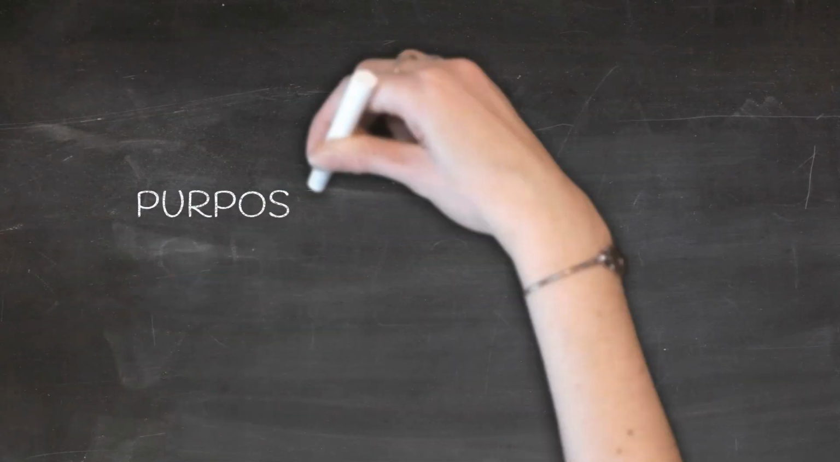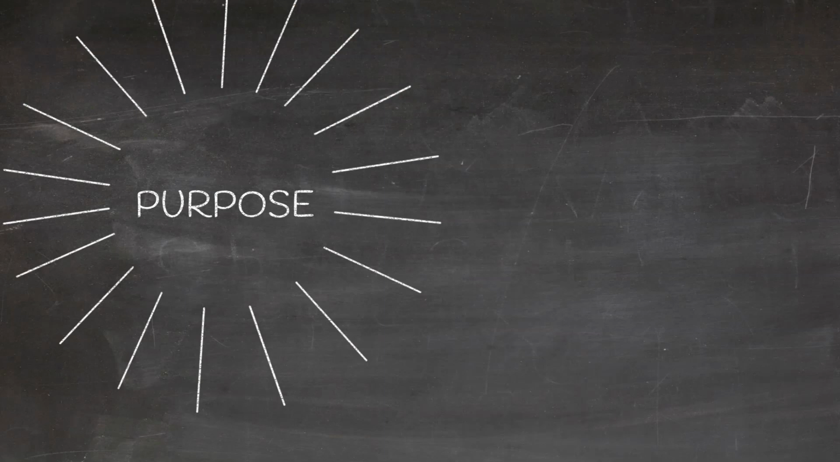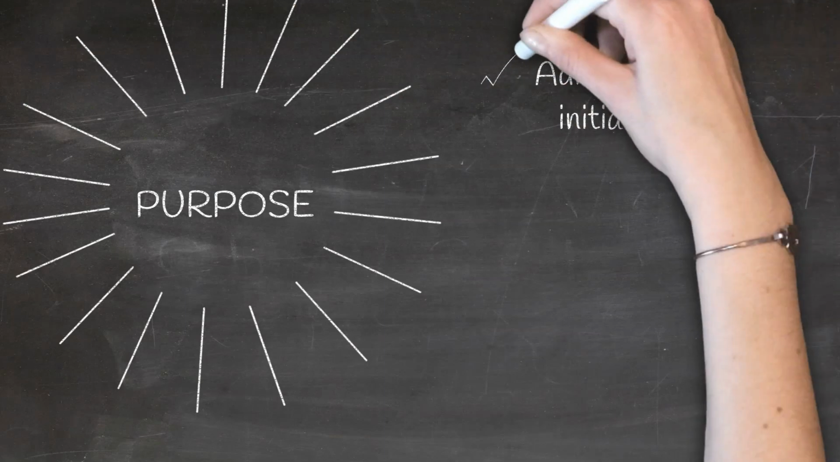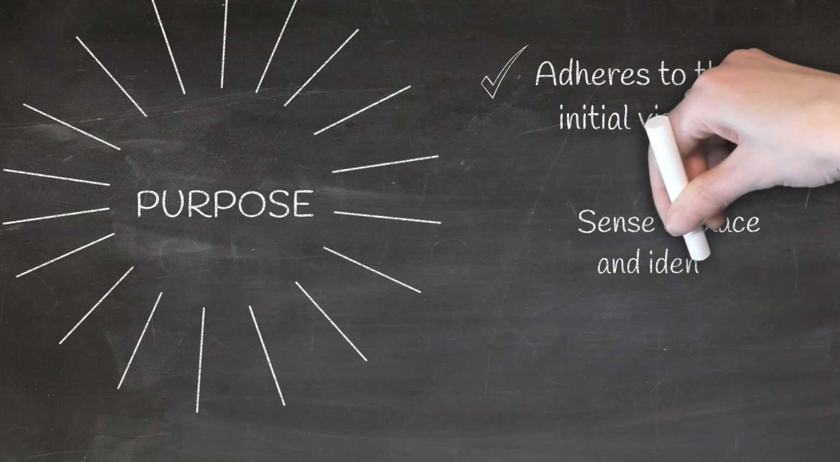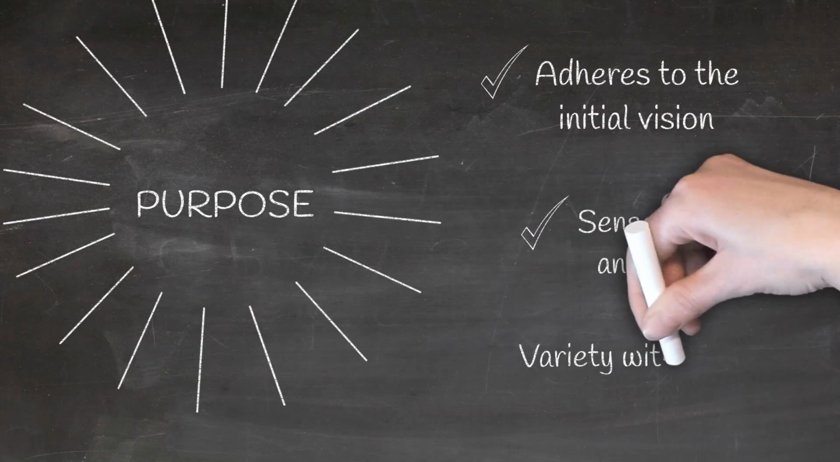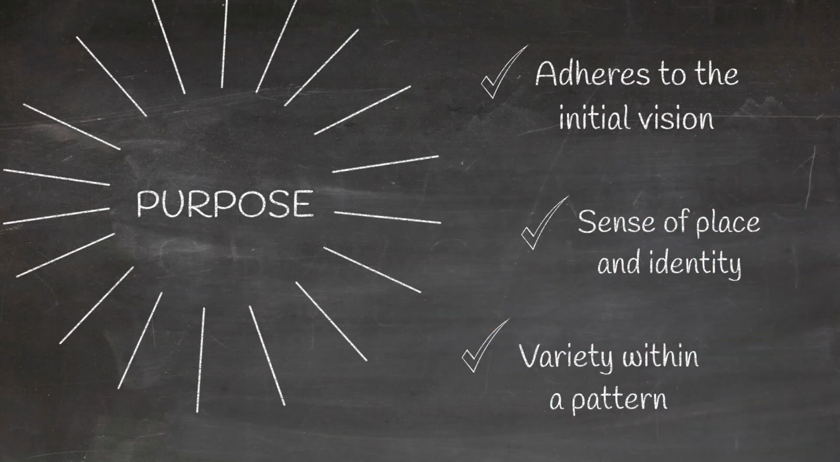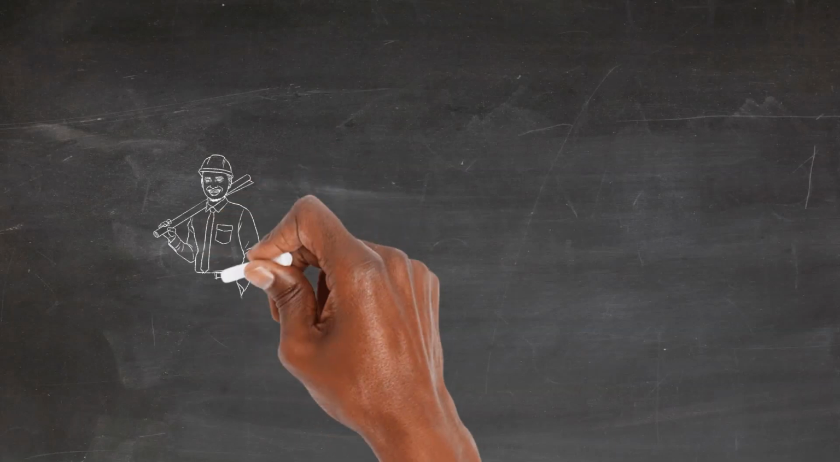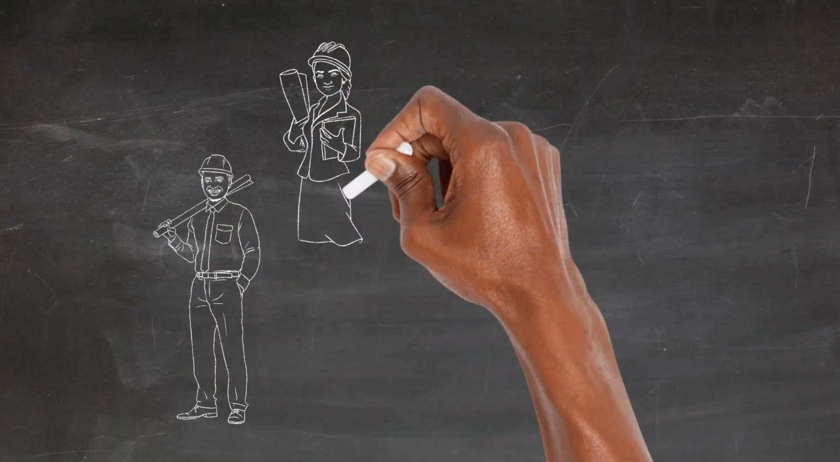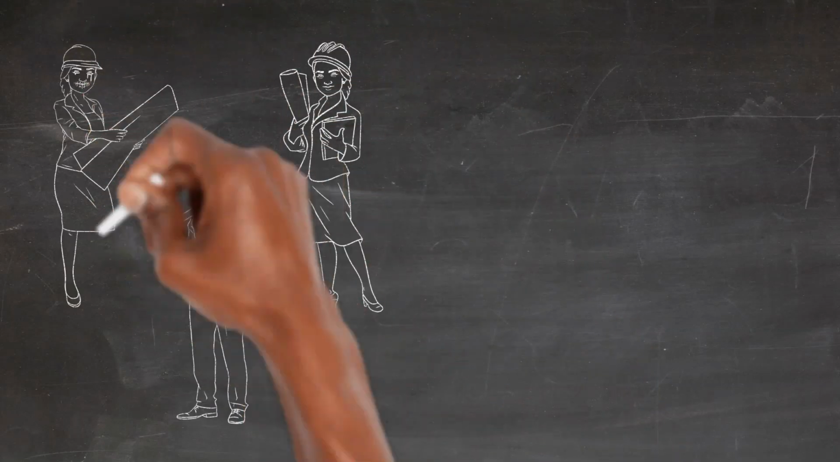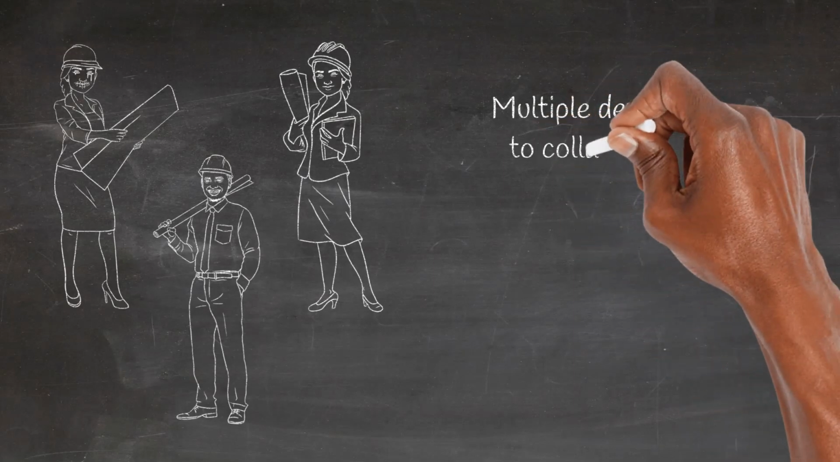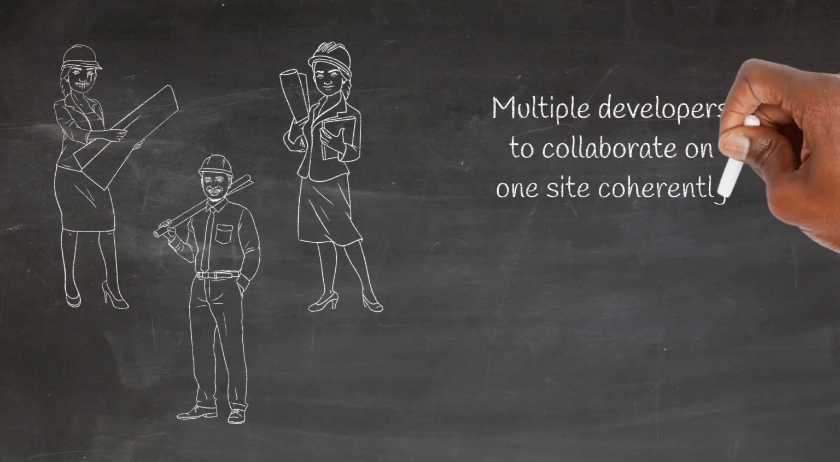The purpose of a design code is to ensure that the resulting development adheres to the initial vision, has a distinct sense of place and identity, whilst still allowing for variety within a pattern. Design codes can therefore allow larger sites to be coherently developed by multiple architects, developers, and builders, whilst still maintaining a certainty of outcome.